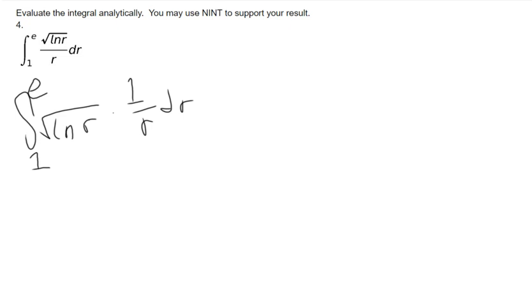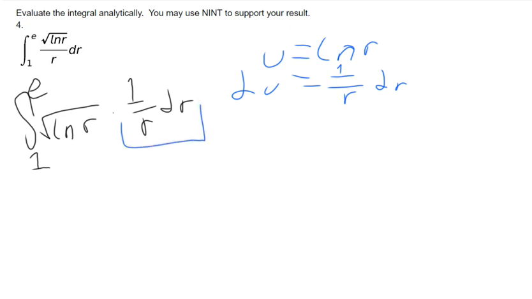Now, why do I want to do this? Well, what's the derivative of the natural log of r? It's 1 over r. So when I do my u substitution, I'm going to choose u to be the natural log of r, and that tells me that du will be 1 over r dr, which is what I have right here. So now I can rewrite this integral in terms of u.